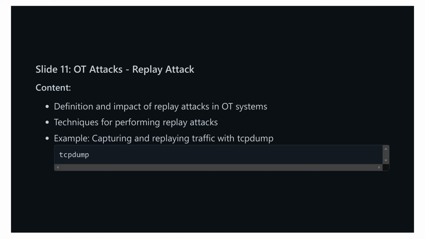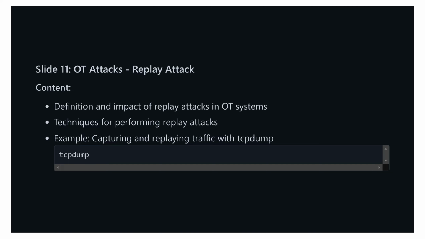A replay attack occurs when an attacker captures data transmitted between devices and then retransmits it to produce an unauthorized effect. This type of attack can significantly disrupt OT environments by mimicking legitimate commands or communications to compromise system integrity. To conduct a replay attack, an adversary typically uses tools like TCPDump to capture network traffic. TCPDump is a powerful command-line packet analyzer that allows attackers to intercept and log traffic passing over a network.